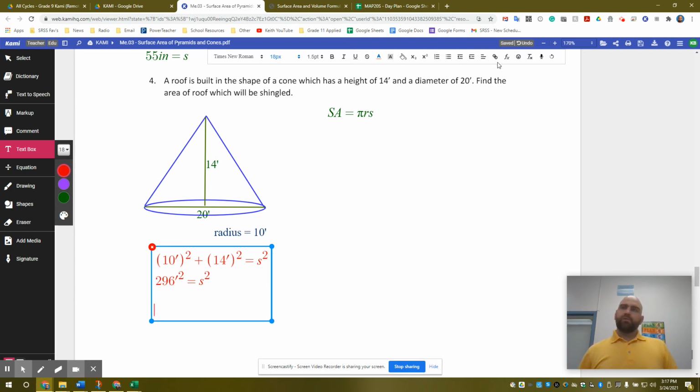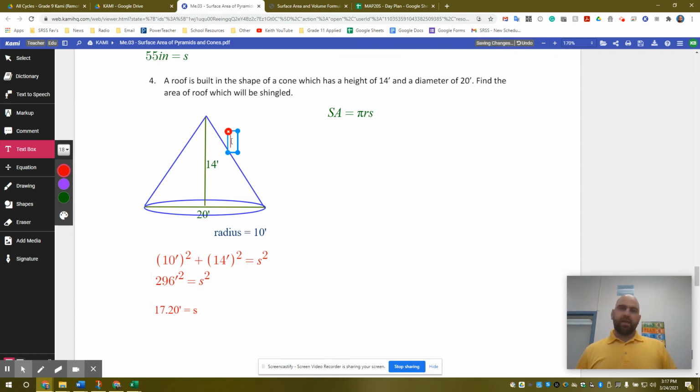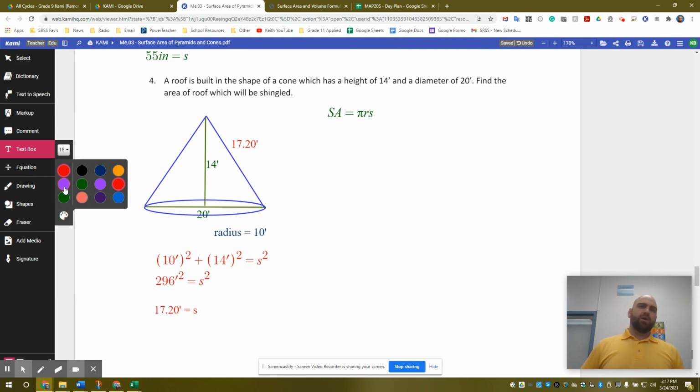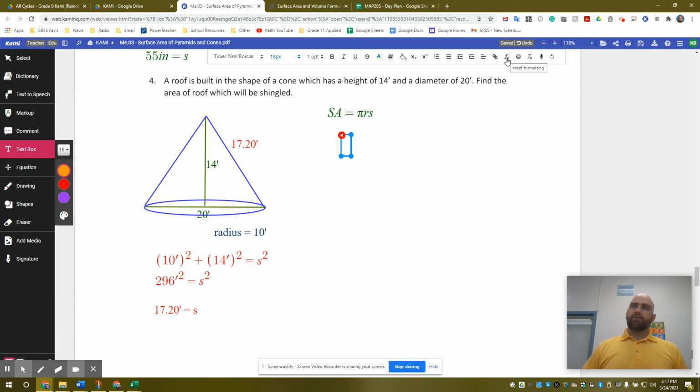Take the square root of both. The square root of 296 is 17.20. So we have 17.20 feet is equal to S, and that is our slant height. And I'm going to put that in here right away. 17.20 feet is our slant height. All right, now we have our slant height and we have our radius. So we can go back and we can solve for our surface or our lateral area of the shingled, or at least the shingled area.